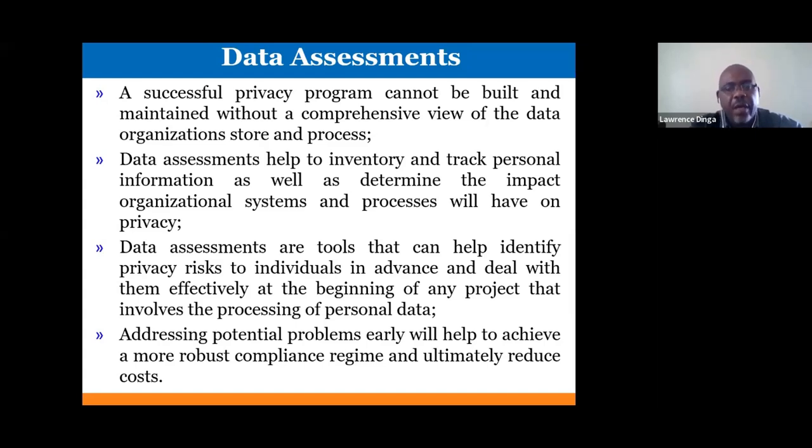Remember when we were talking about the scoping of your privacy program, we talked about you need to understand what kind of data the organization collects, processes, and stores. That aspect is what we call the data assessment. You need to make an assessment of the data that the organization stores and processes. So data assessment will help you to inventory and track personal information, as well as determine the impact the organization's systems and processes will have on privacy. Without this data assessment, how do you know what data you are storing, which data you are processing? So that data assessment is very important.